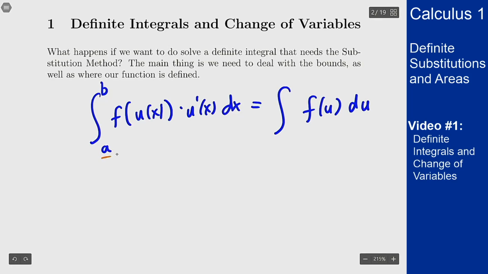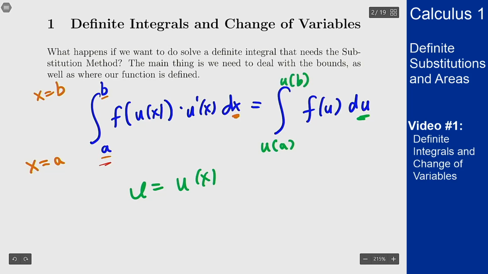Well, the fact that these are a and b here are really telling us bounds on x. This is really a bound at x equals a and a bound at x equals b. So I need to convert those over here to get some sort of u bound. How do I get that? Well, I know that u is just u of x. If I want to find the lower bound, I can just plug in u at the point a, because a was the x value that corresponded over here. And at the top, I can plug in u of b.